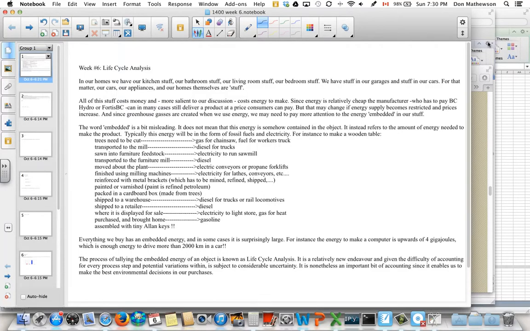All right, week 6, and our topic is life cycle analysis. This is all about the energy in our stuff. And we've got lots of stuff in our homes, stuff in our kitchen, our bathrooms, our living rooms, our bedrooms, our garages. Now, all these things that we've bought required energy to make.